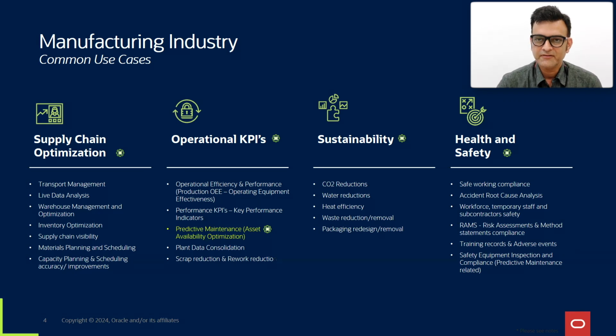Now, on the sustainability front, sustainability is a very important aspect for all industries in general and the manufacturing industry in particular. Some of the new use cases that have come up are CO2 reductions, water reductions, heat efficiency, and even waste reduction or waste removal from the entire manufacturing process. On top of it, health and safety has become a major thrust area, especially after the COVID-19 disruptions. New use cases like safe working compliance and accident root cause analysis have come up as part of the manufacturing industry.